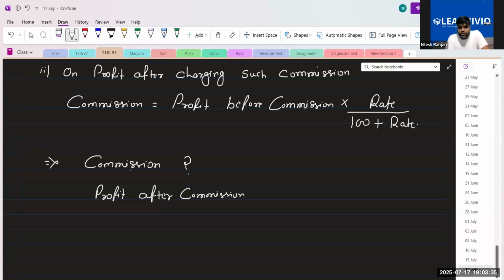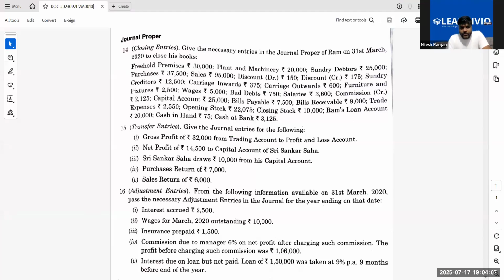Because if we don't know the commission, then what will you deduct from profit so that you get profit after commission? So that is also not known. What is known here is profit before commission. It is given in the question. It is 1,06,000.